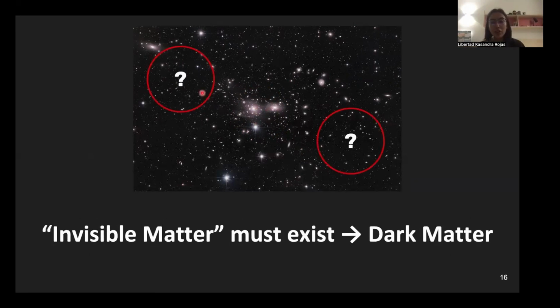that over here and over here there has to be some invisible type of matter. Thus the name dark matter. So that was one of the first observations that led to the proposal of the existence of dark matter. And in general, most of the examples, the other examples we're going to see, follow a similar logic.